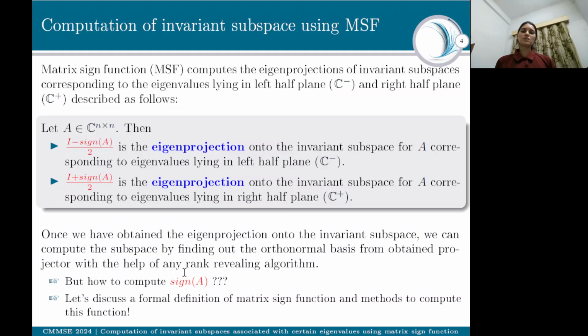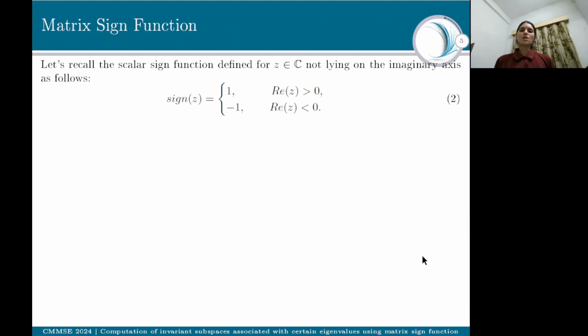But how can we compute this sign of A? Let's discuss a formal definition of the matrix sign function and methods to compute this function. Before introducing the definition, let's recall the scalar sign function defined for all complex numbers which do not lie on the imaginary axis. So sign of z is 1 for all complex numbers whose real part is greater than 0 and minus 1 for all whose real part is less than 0.